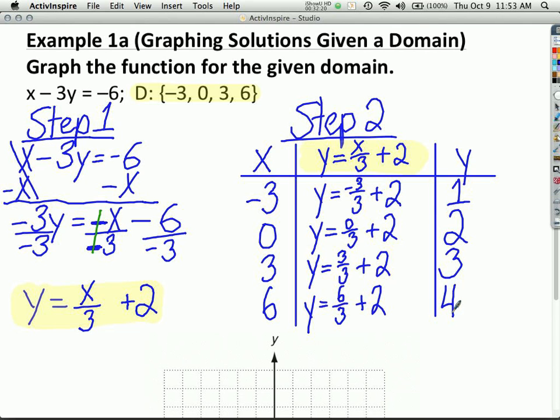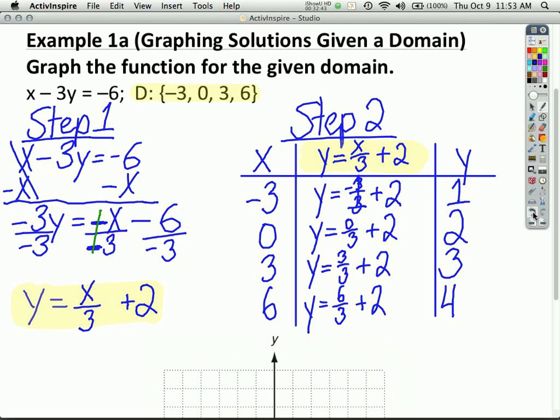Does anyone have any questions on how we got these values? I know how to do it, but -3, isn't that -1? Uh-huh. Negative 3 divided by 3 is a negative 1. Negative 1 plus 2 is 1. Okay. If you're still uncertain of yourself, when we do a checkpoint, you let me know and I will come help. Okay, so that was step 1, step 2, step 3.